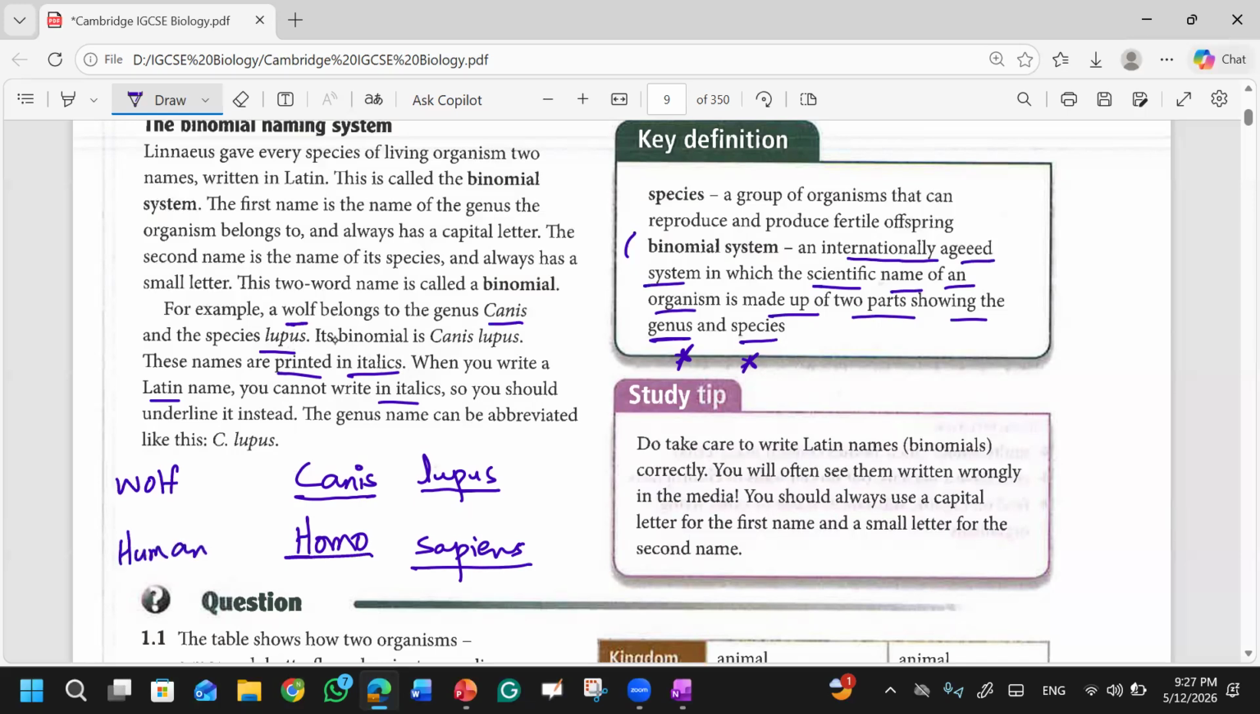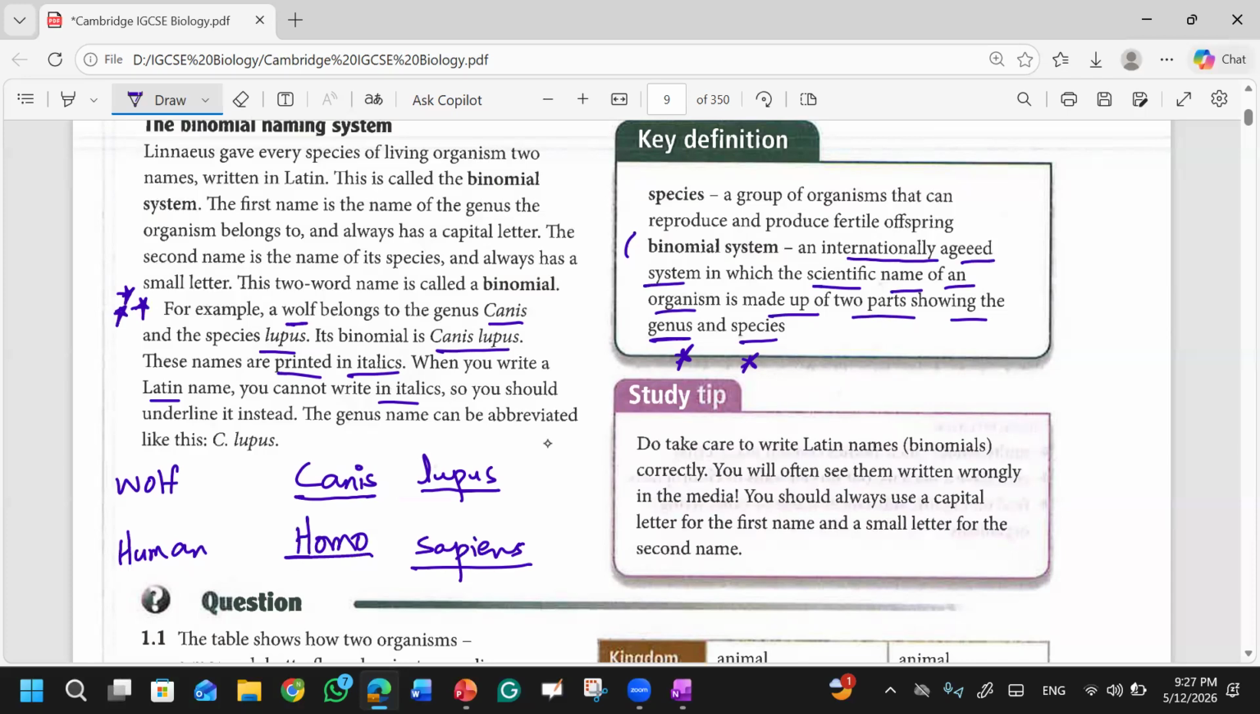Clear? What is the rule they have mentioned? That if you are typing on the laptop or some other device, you have to write it in italics. On the laptop you will write in italics, but if you are writing by hand, then you cannot write in italics, right? It is difficult for us to write in italics.